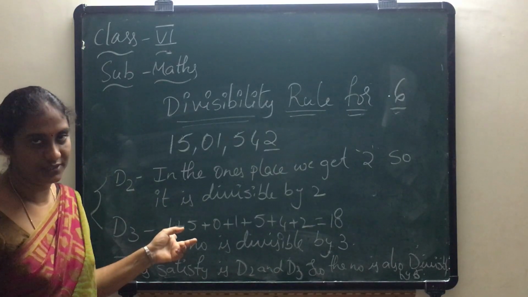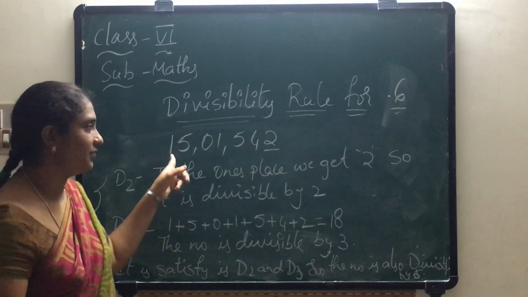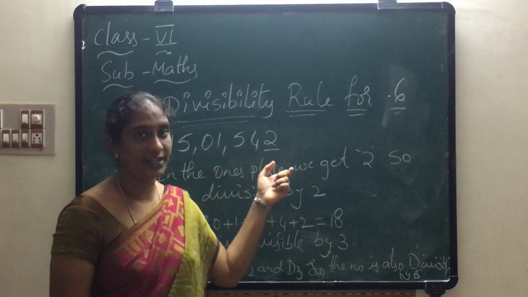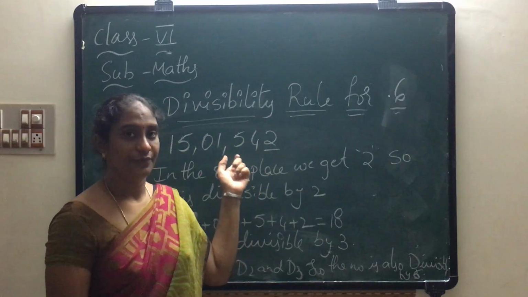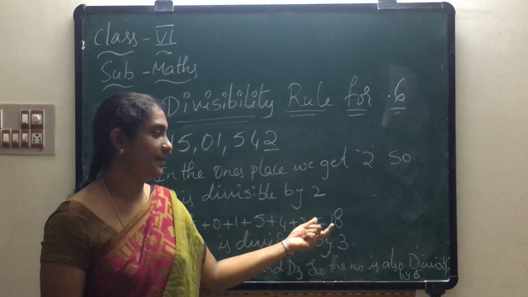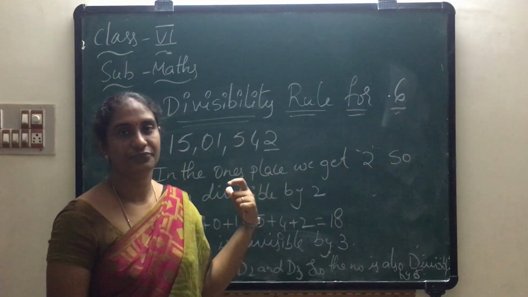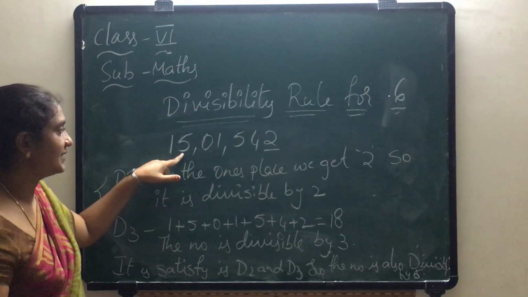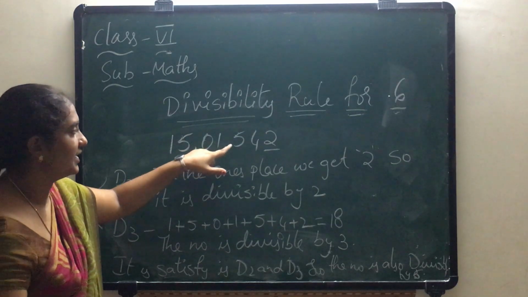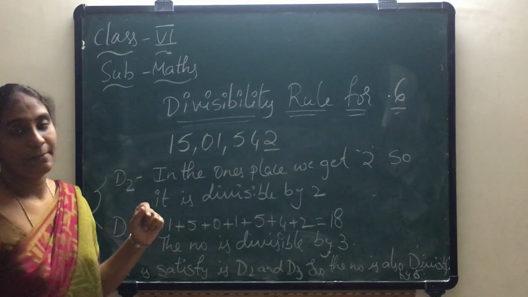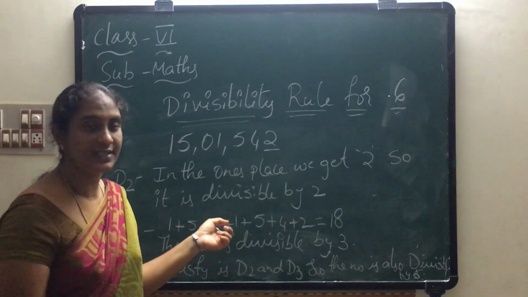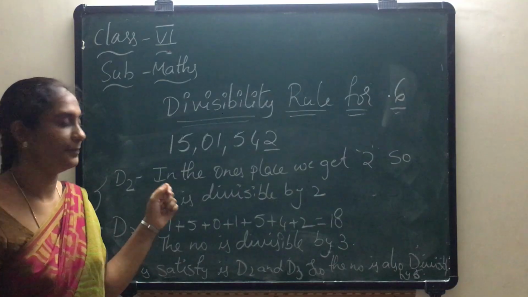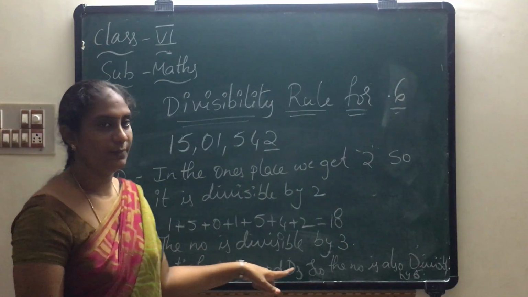Now we had to check for D3. D3 means what we had to do? We had to add all the numbers. By adding all the numbers, we had to get one number. That number must be a multiple of 3. Okay, now check. What is the number they gave? 1 plus 5 plus 0 plus 1 plus 5 plus 4 plus 2. By adding all the numbers, what is the answer we got here? 18. What is the number we got here, Nana? 18. Now, the number is divisible by 3.